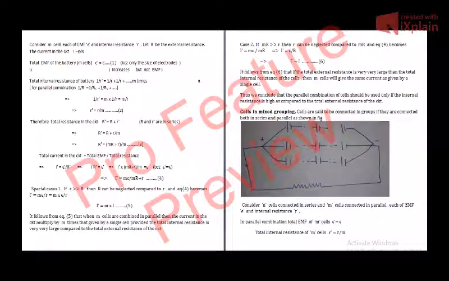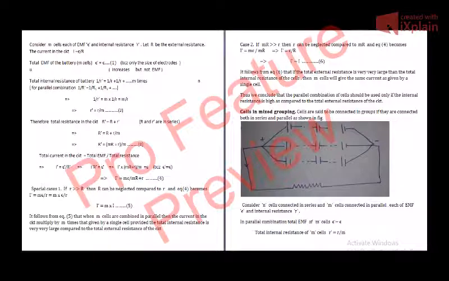Now this r dash and R are connected in series. It will become a series combination. You can do it yourself. So we will have to use the series formula of resistance here. So the total resistance in the circuit, R dash, is equal to R plus r dash. This implies R dash is equal to R plus r by M. This implies R dash is equal to (MR plus r) whole divided by M.